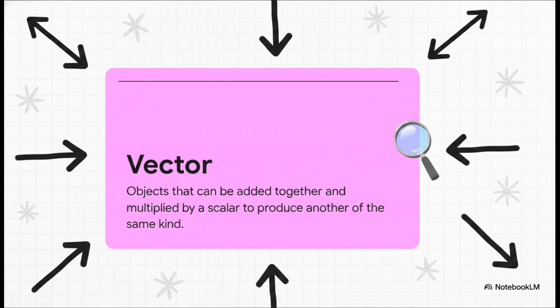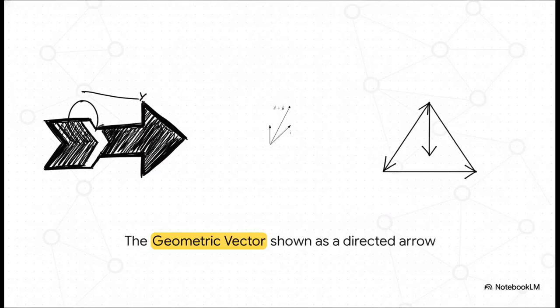If you can add an object to another object of the exact same kind and you can scale it up or down, boom, it's a vector. That is the golden rule. We all remember the classic geometric vector from high school physics, right? The standard directed arrow. It perfectly obeys our golden rule. If you take one arrow and stack another directly on its tip, or stretch it out to double its magnitude, the resulting shape is still just an arrow. It fundamentally follows those rules of addition and scaling.